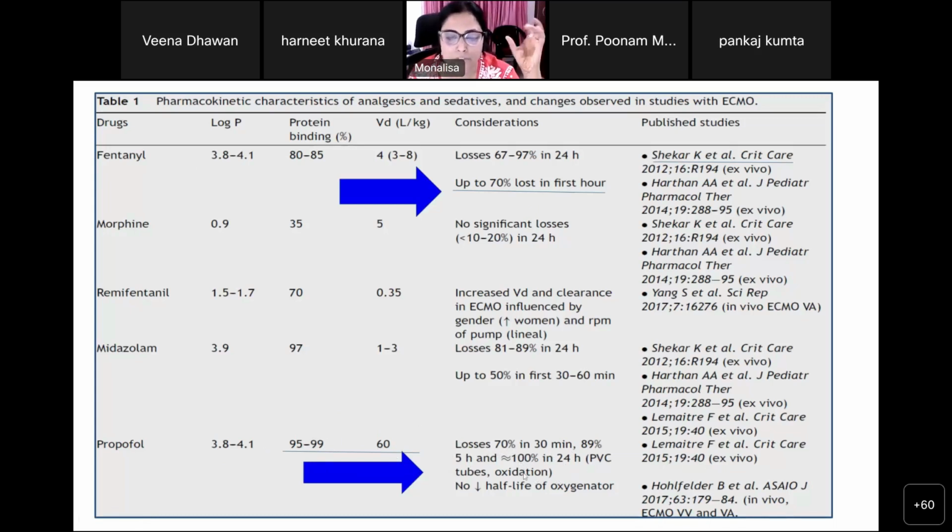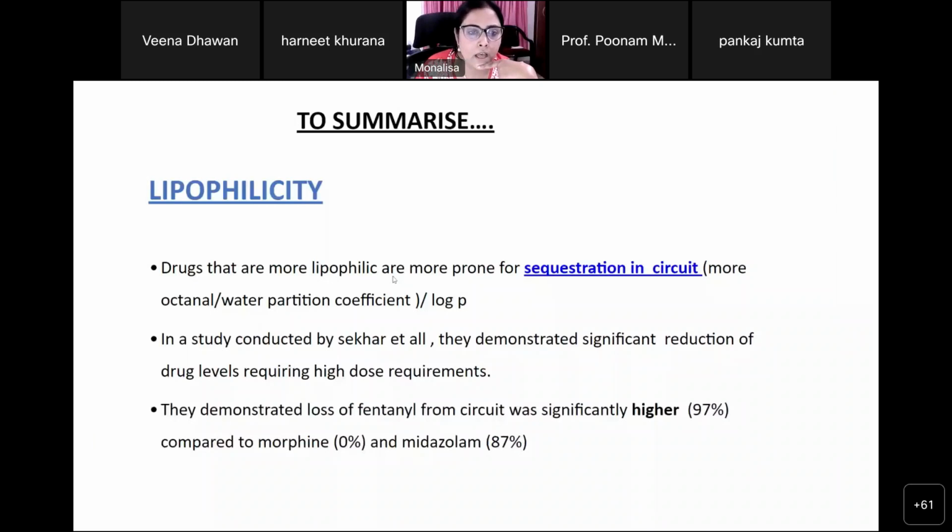So as I said, the PVC tubing and oxidation are also important. This has been demonstrated by various studies like Shekhar et al. in 2012 and Harthan et al. in Pediatric Pharmacology in 2014. The pharmacokinetic characteristics of all these analgesics and sedatives have been observed in these various studies.